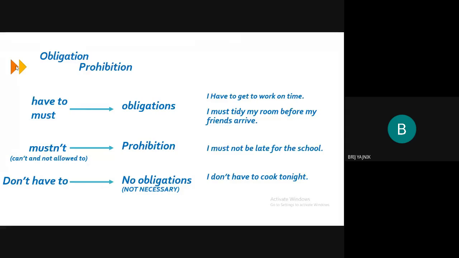Mustn't is used to talk about prohibition, things which are not allowed, and that's by the law. So the example is, I must not be late for school. That's the law, right? And the last one is no obligation. That means not necessary, and there we use don't have to. So we say, hey, you don't have to cook tonight, or I don't have to cook tonight, right? So this is how these models of obligations are used.